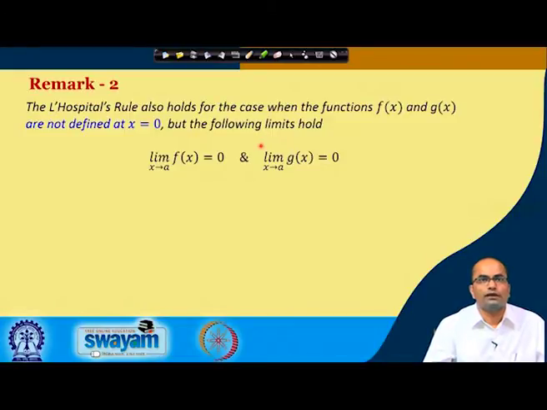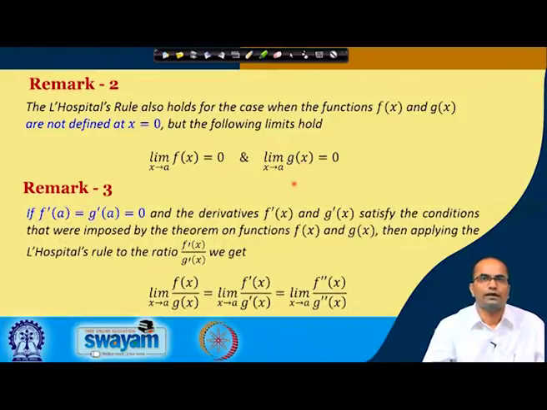So, another important remark. This L'Hopital rule also holds for the case when the functions f and g are not defined at x equal to a. What we have taken in the previous two results is that f(a) is 0 and g(a) is 0. So, at that point the function values were 0, but the same rule one can apply if, for example, these two functions are not defined exactly at a, but their limits are 0. So, the limit as x goes to a of f(x) is 0 and the limit as x goes to a of g(x) is 0. In this case also we can apply the same result that we have established earlier.